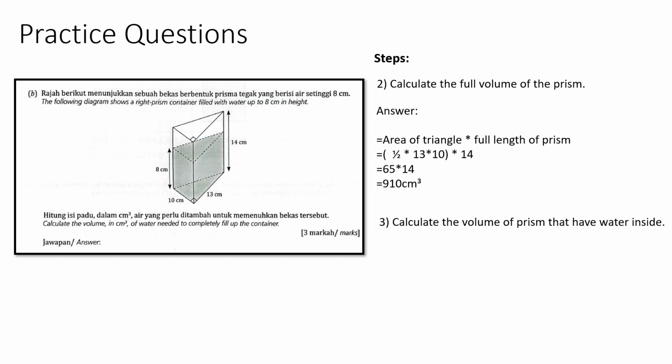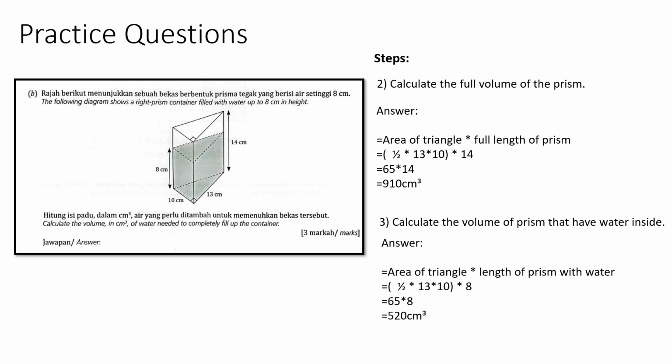Okay, the volume of the prism that has water inside, it's currently at a height of 8 cm. So you use the same formula, but you just change the length of the prism with water. The height of the prism, when you calculate, you need to make it 8 cm. So you will get the total volume of the prism that has water of around 520 cm cube.